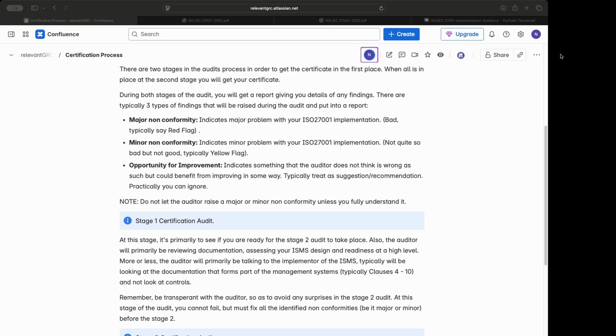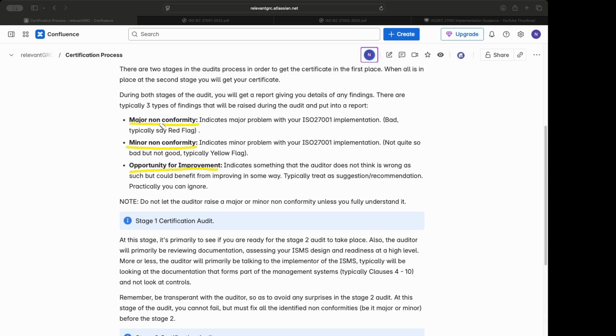Typically, what we do know is that we have what we call the major non-conformity. We have the minor non-conformities, and then we have opportunities for improvement. The major non-conformities indicate a major problem with your ISO 27001 implementation. Normally, I always say this is a red flag because you have omitted certain key things or certain key requirements that you need to implement.